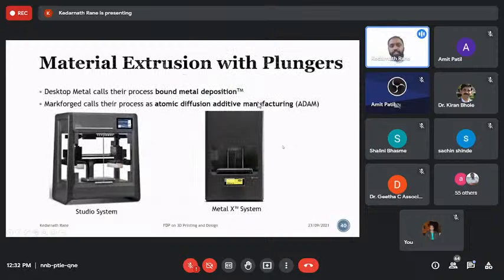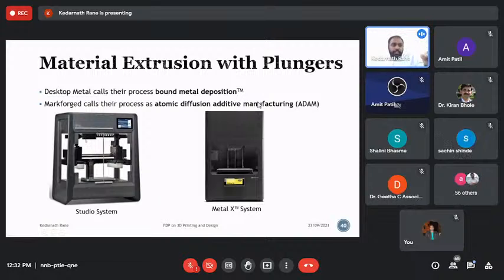We can see some commercially available systems for the EAM process, metal extrusion with a plunger system. Here you can see the Studio System developed by Desktop Metal. The name of the company is Desktop Metal, and their machine is called the Studio System. They trademarked this name as bound metal deposition. It's the same process that we have covered over the last hour. They use a kind of plunger. There are some rods. They manufacture a cylindrical rod.